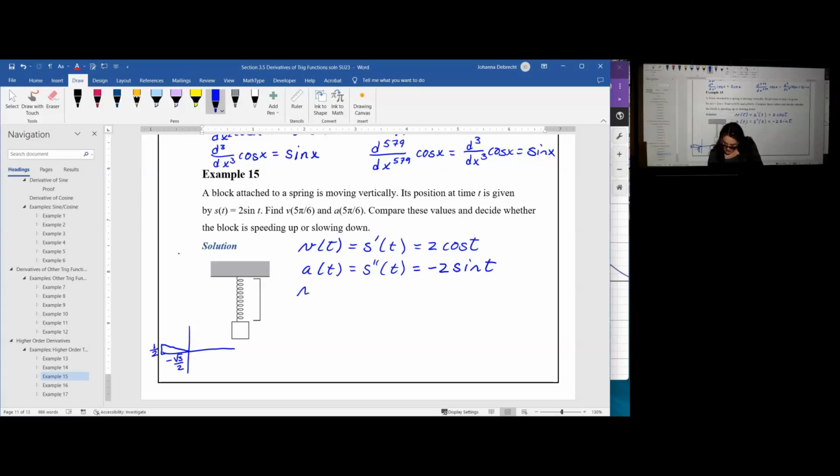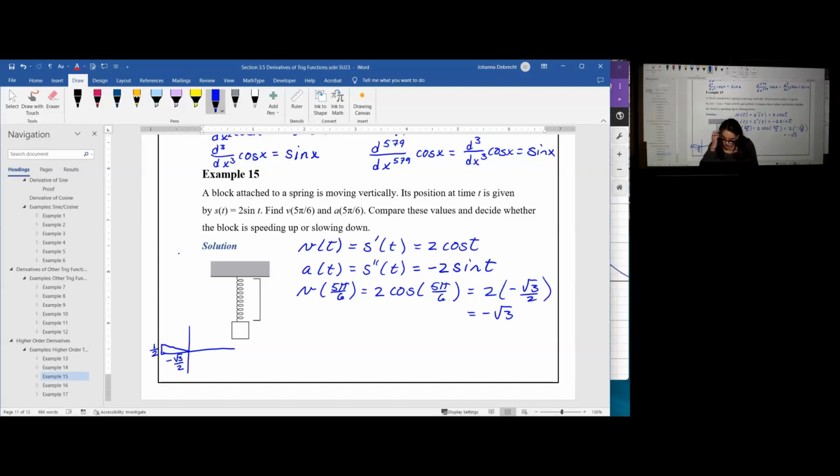Let's now find the velocity at 5 pi divided by 6 by substituting that into 2 cosine of t. This gives you 2 times -√3 over 2, which becomes -√3. This would be probably -√3 inches per second. Something that relates to velocity.